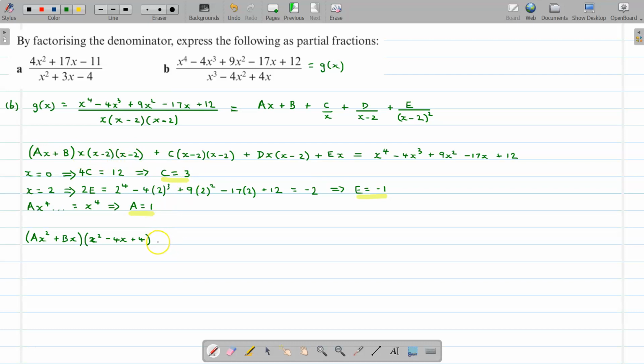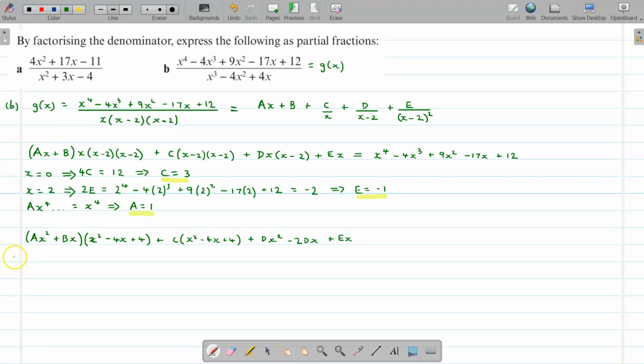Then I'm going to have c times x squared minus 4x plus 4. Okay, and I'm going to have d x squared minus 2dx. Okay, and then I'm going to have my e to the x. Sorry, not e to the x, e times x. Okay, I'm just going to leave that like that for the moment. We've got the rest of it over here.